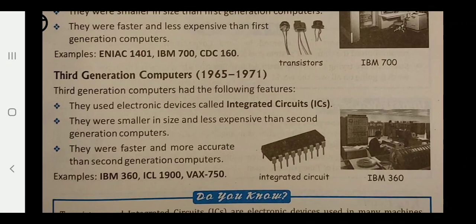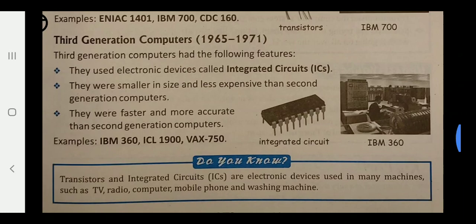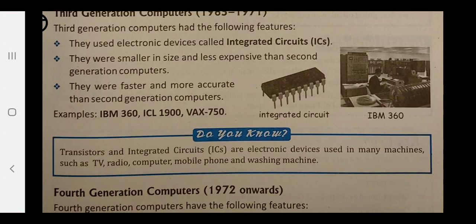They were smaller in size and less expensive than second generation computers. They were faster and more accurate compared to second generation computers. Some of the examples are IBM 360, ICL 1900, VAX 750. In third generation computer, the size of the computer also got smaller, the price a little less as compared to second generation computers, and it's faster.